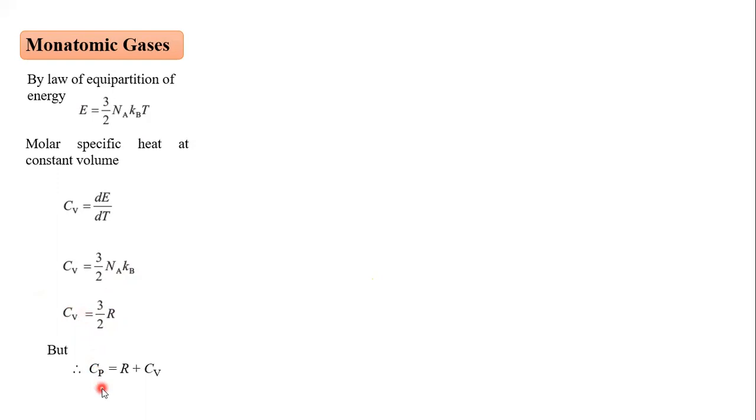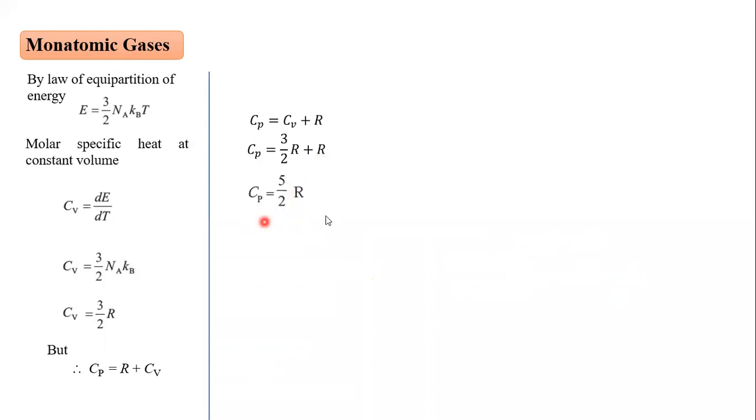But Cp minus Cv is R. So Cp is equal to R plus Cv. Here Cv is known, so we can find Cp using that. So Cp is equal to 3 by 2 R plus R. Now it is 5 by 2 R. It is the specific heat at constant pressure. So we get the specific heat at constant volume and constant pressure both.